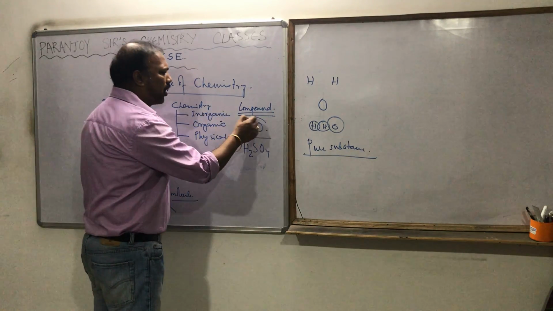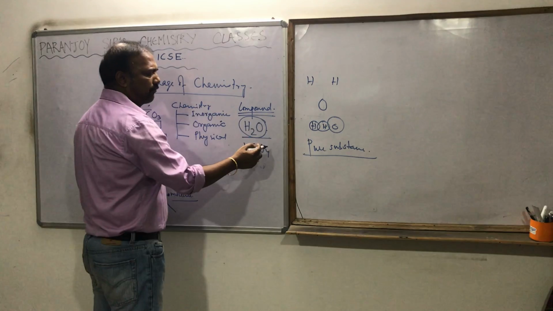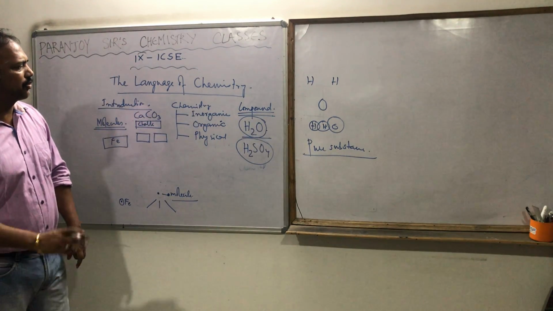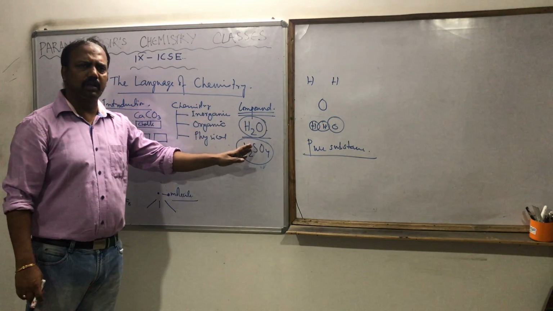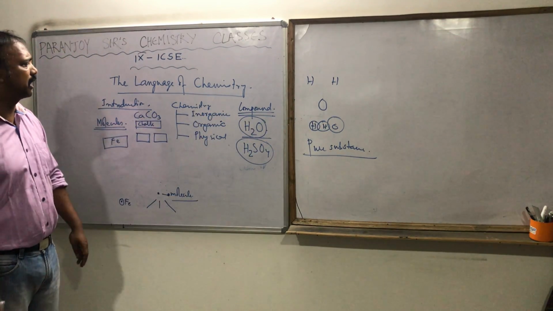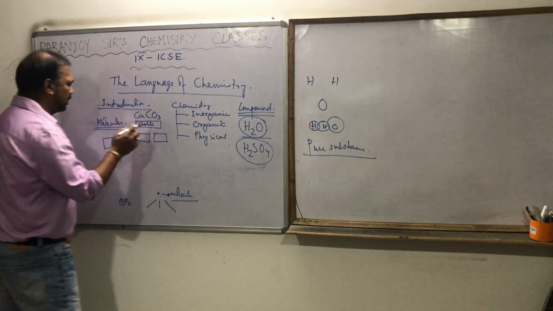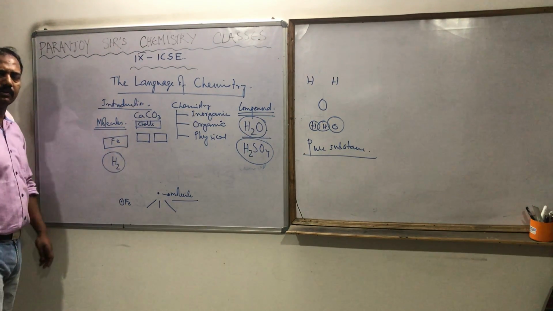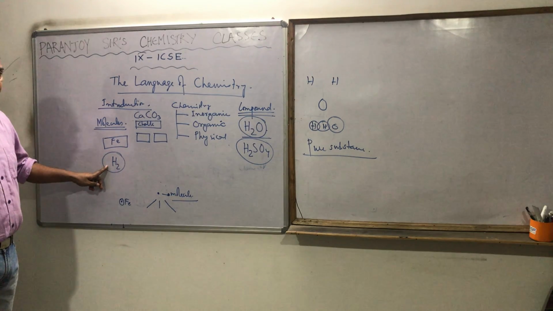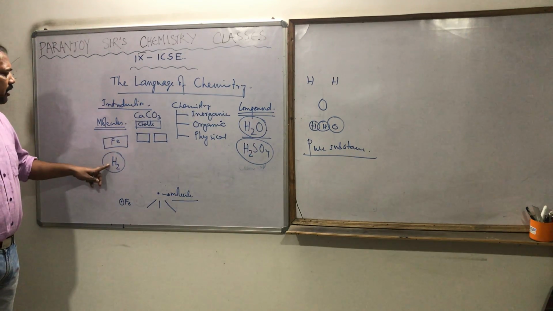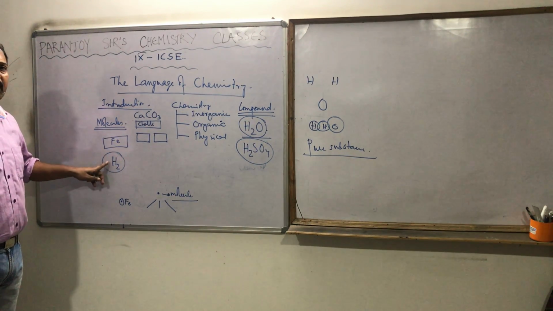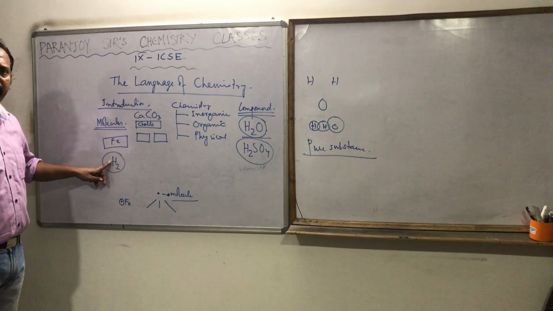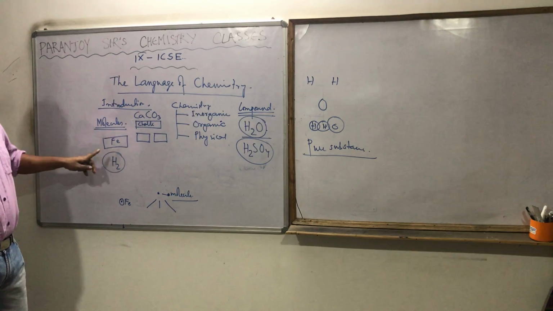Obviously these are also molecules. H2O is a molecule of water, H2SO4 is a molecule of sulfuric acid. So can I say that all compounds are molecules? But all molecules are certainly not compounds, because H2 is also a molecule, but is it a compound? No, it is not a compound. Why? Because it is formed by only one type of element, and that element is H, hydrogen.